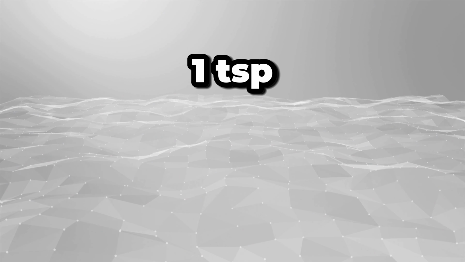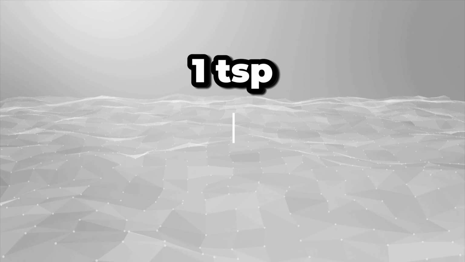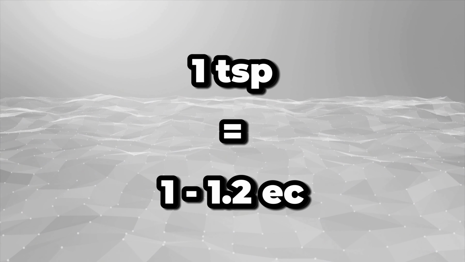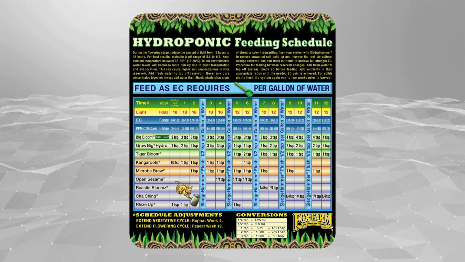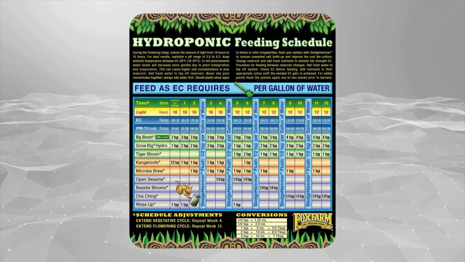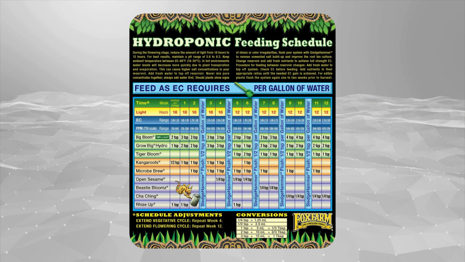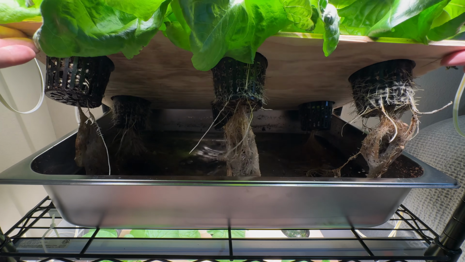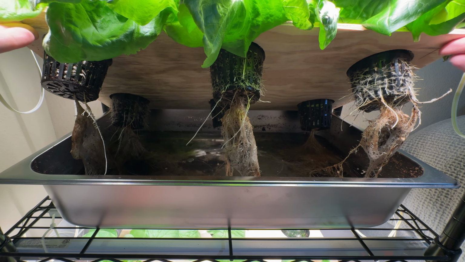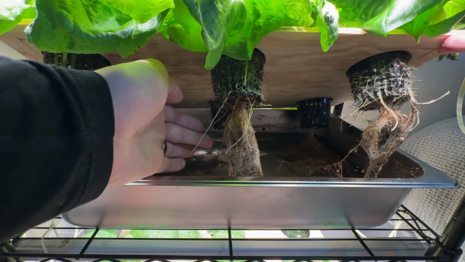So 1 teaspoon of that Big Grow hydroponic mix is equal to 1 to 1.2 EC. If you look at the chart, you'll see that the EC keeps growing, even though you're adding the same or even less nutrient solution as the weeks go on. The EC is the amount of nutrients that are in the solution, not the amount of nutrients that the plant has absorbed. So if your plant doesn't absorb all the nutrients in the solution, then the EC is going to keep rising every time you add some.